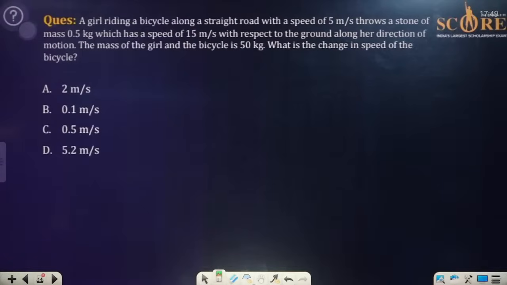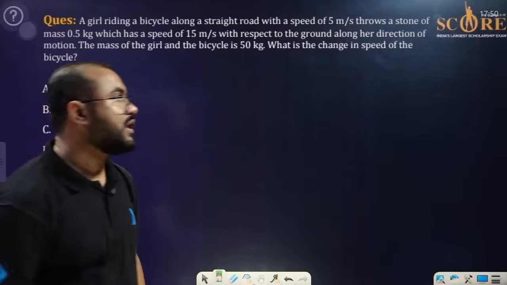Can anyone please let me know the answer for this following question, people, please? Chalo. Let us solve this.